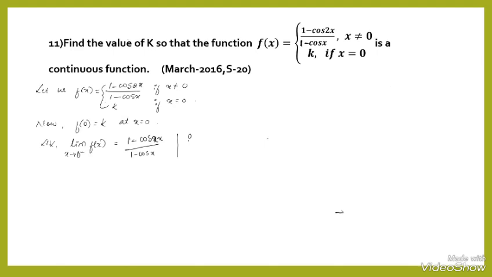First, I will consider the function. Let us consider the function.